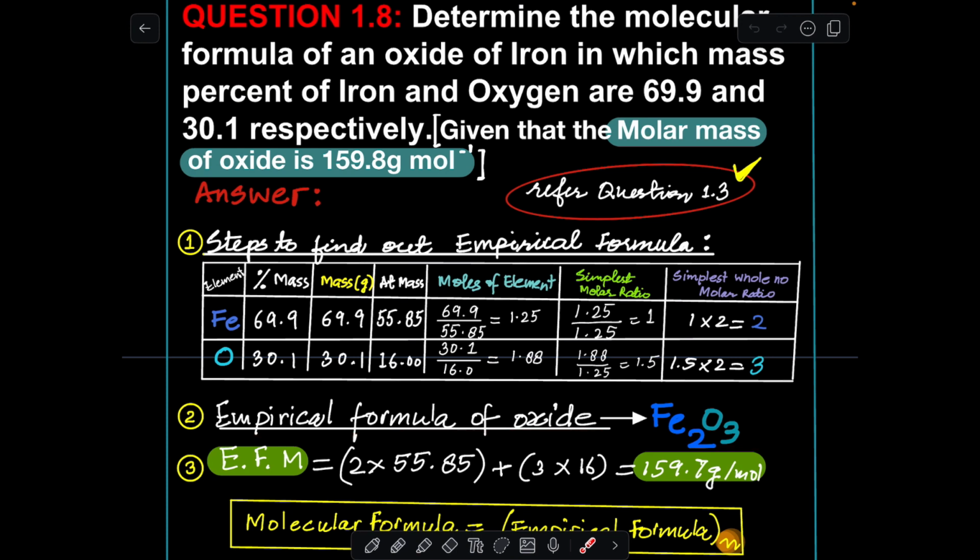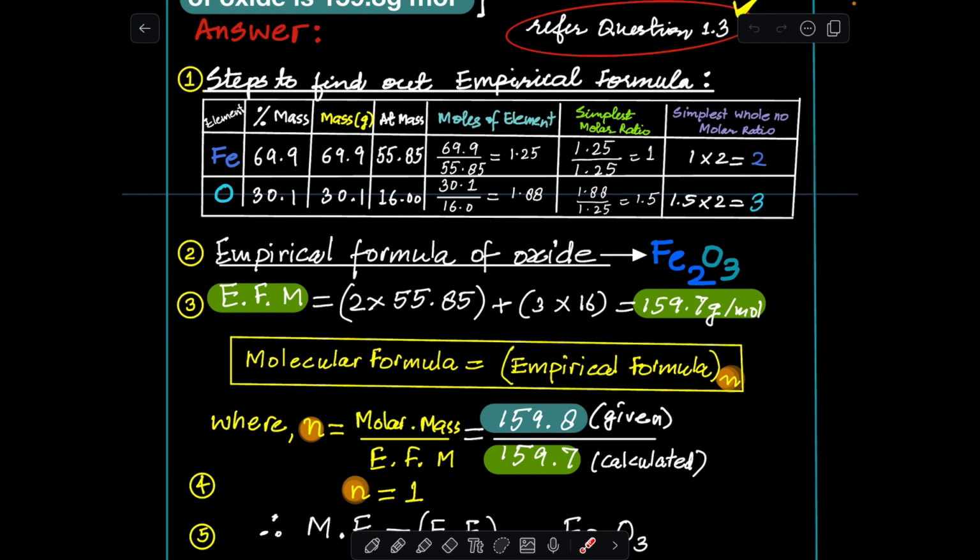Now the next step is, from the empirical formula that you have determined with the help of these steps, you will find the empirical formula mass. It will be calculated just like we calculate the molar mass, with the help of the atomic masses. We have mentioned in the table the atomic masses of iron and oxygen. So the empirical formula mass of the oxide is calculated. Now the next step is how to relate the empirical formula with the molecular formula.